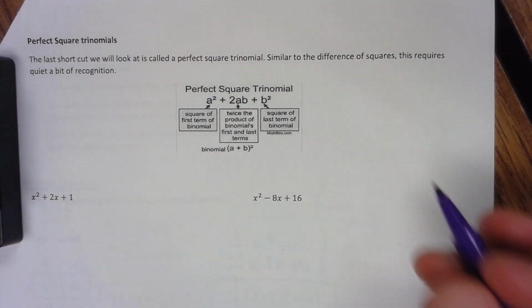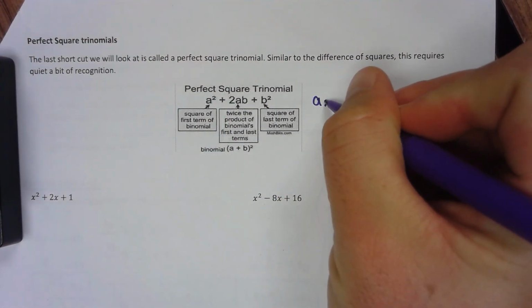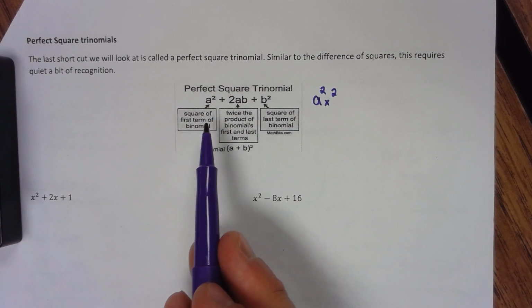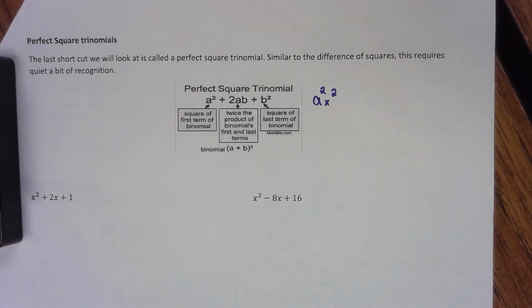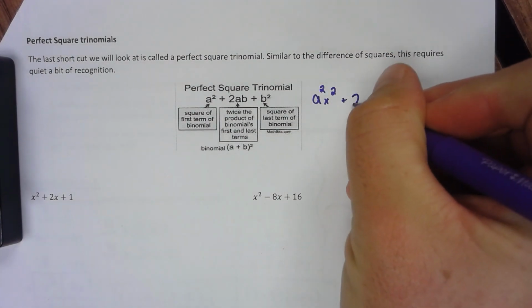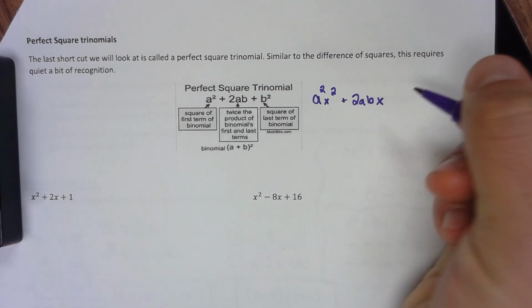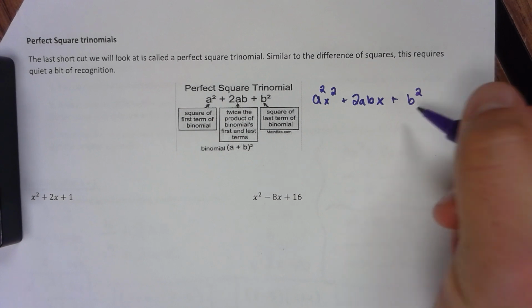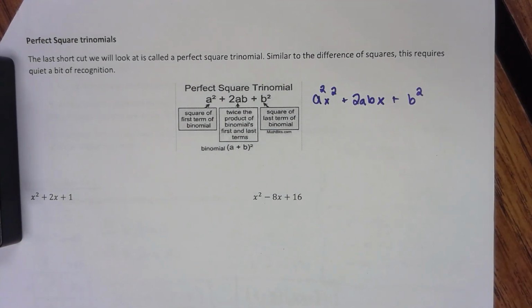We have a squared, or for us with a quadratic, it'd be a squared x squared. So the a value is still a perfect square. That's what this is saying: the square of the first term of the binomial, the binomial being our factored expression. And then it would be plus 2abx and then plus b squared. And that b is kind of like our c term, that constant term.